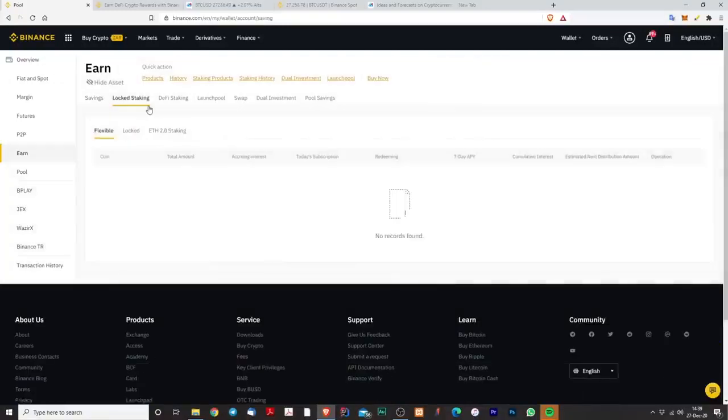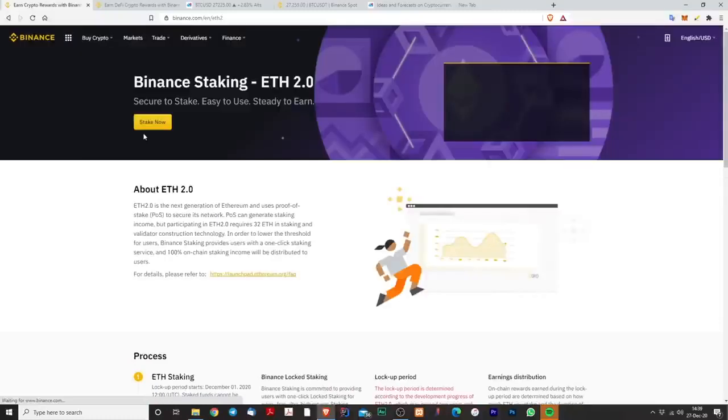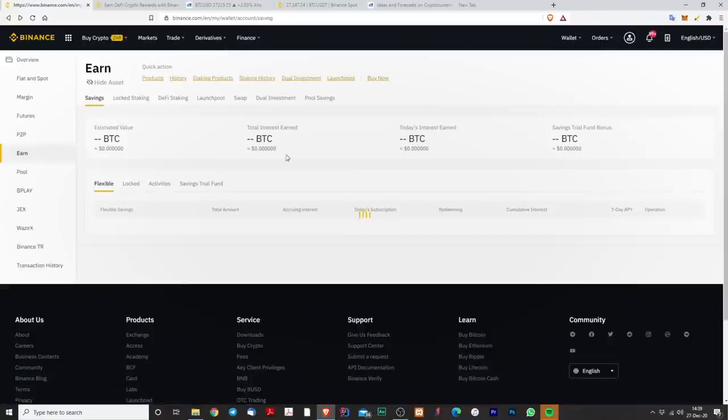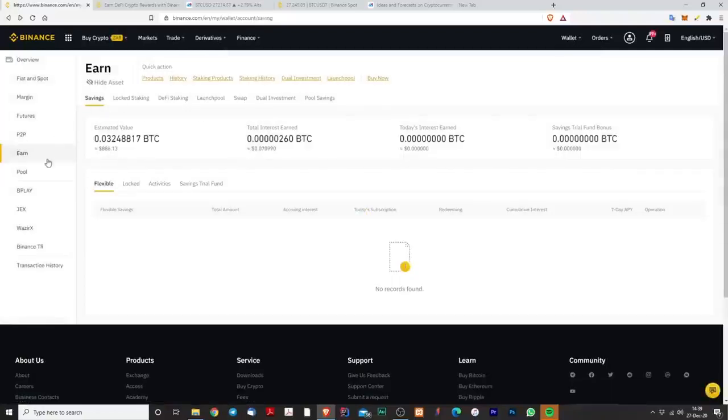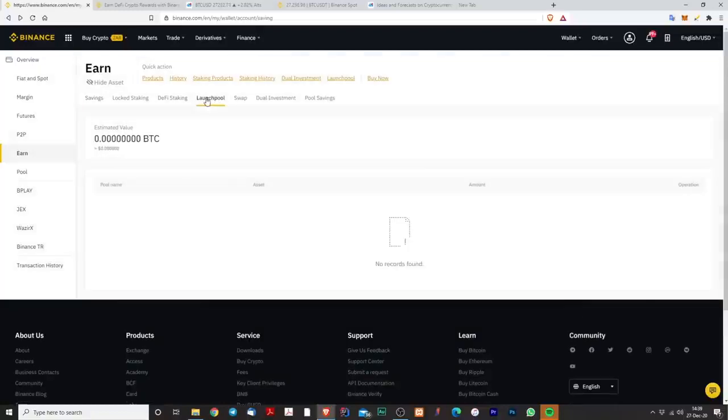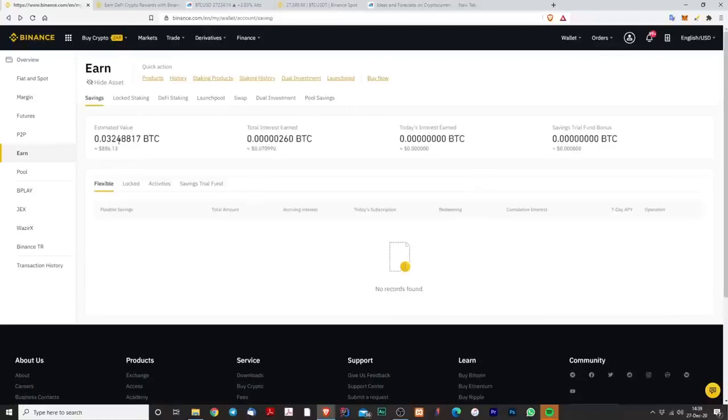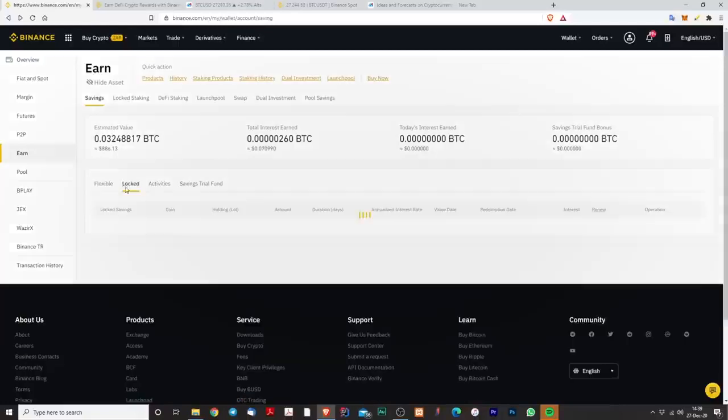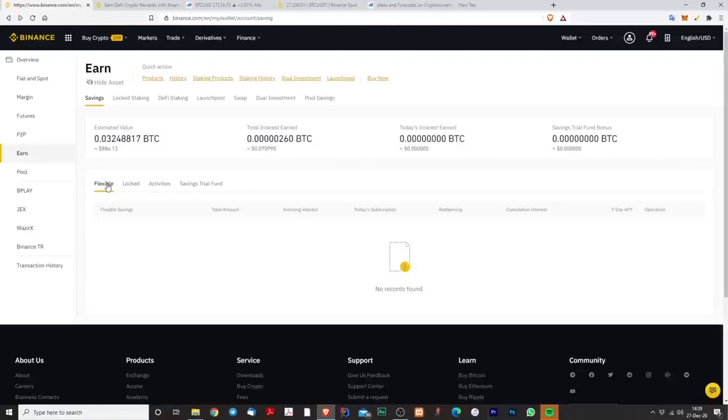So I'll check what I have staked. I think I have Ethereum 2.0 staking. That's why it was showing me that. But yeah, all the staking that you'll be doing on Binance will be showing in here in the Earn wallet. So you can see whether your money is in your launch pool, your DeFi staking, pool savings, or whatever you have. Mine is in the savings somewhere in here, and I can check what is locked, what's flexible savings that I do have, and my recent activities, right? You can see your financial history here.